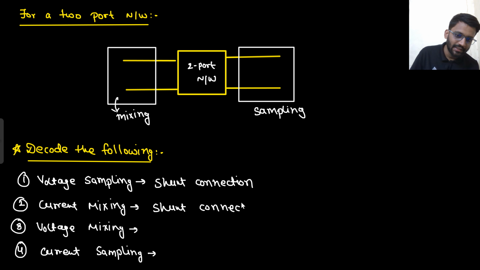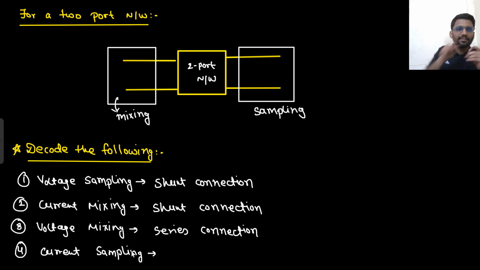Now the next thing I am saying is voltage is mixed. Voltage is mixed in series or shunt? Voltage is mixed in series, because in shunt voltage is the same. So series connection. Now let's talk about the other one. Current is sampled. Current is sampled in series or shunt? Current is the same in case of series connection. So this is a series connection. So we have decoded these four things. Slowly we will decode everything.